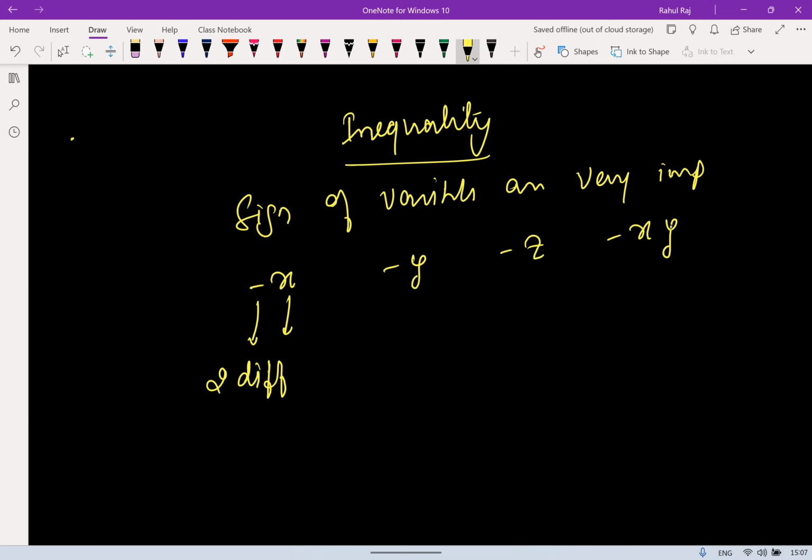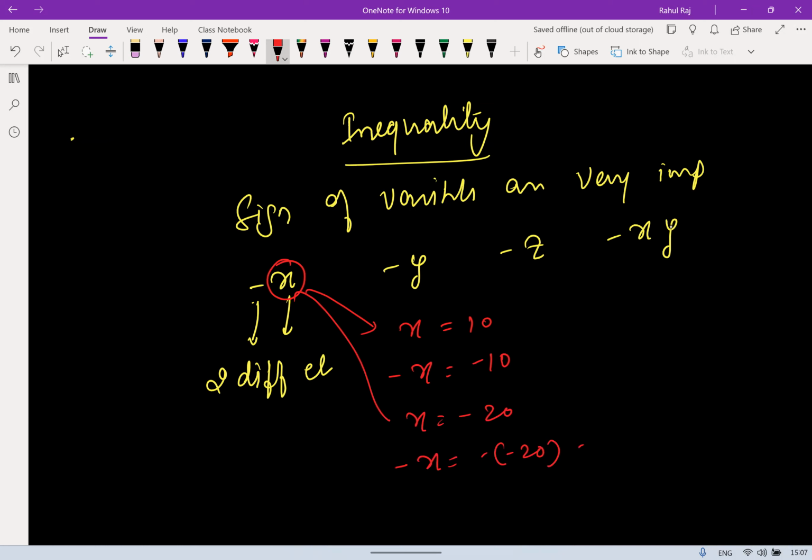These are very small things, and in a complex problem your mind can stop working just because of these small reasons, so that you don't think in this aspect. Minus x never means x is negative. These are two different elements. I have no idea about the sign of x. If x is positive, let's say x is equal to 10, then minus x will become minus 10. But imagine if x is negative, let's say x is equal to negative 20, then minus x will become negative of negative 20, that is 20.